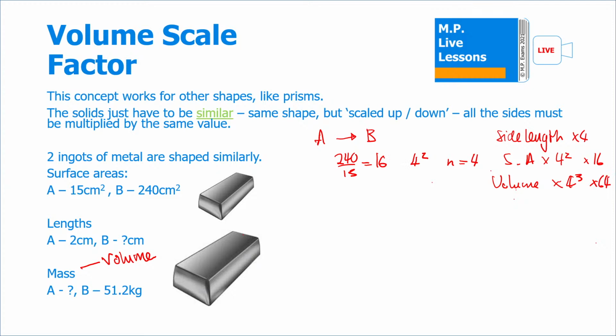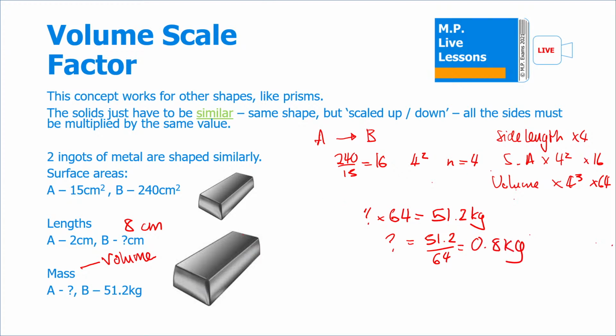So our lengths are multiplied by 4, so that's going to be 8 centimeters. And our mass was multiplied by 64, so this eventually gets 0.8 kilograms.